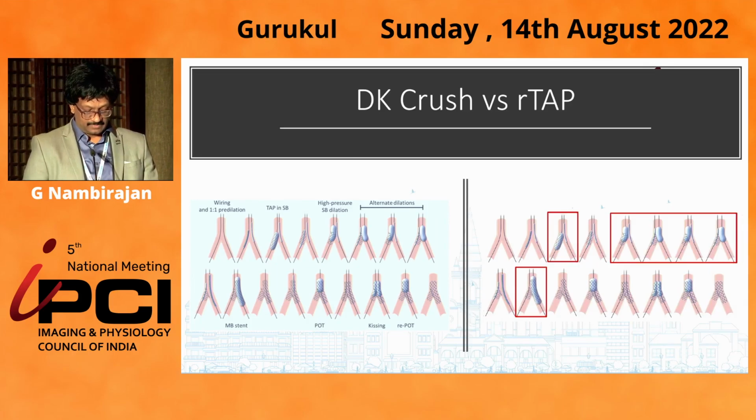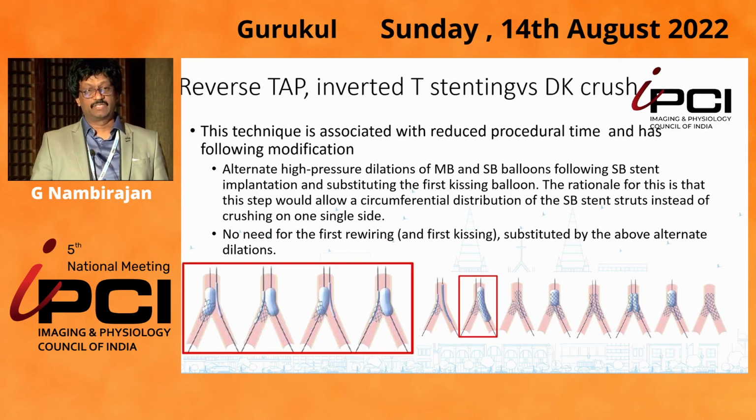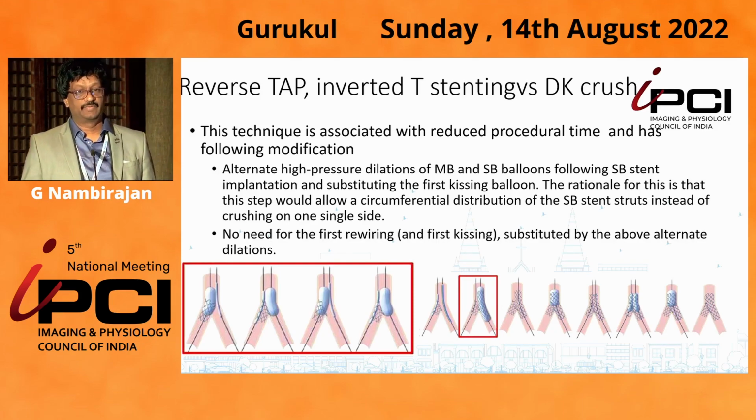This has been very useful. This alternate high pressure dilatation of the main branch and side branch balloon following side branch stent implantation is used as a substitute for the first kissing balloon dilatation. The rationale of this step is that it allows circumferential distribution of the side branch stent instead of crushing two layers of stent on the main vessel. So it's definitely easier to recross only one time. Very quickly we can do it compared to the regular DK crush. And this can be used in an emergency setup, very useful especially in an emergency setup.